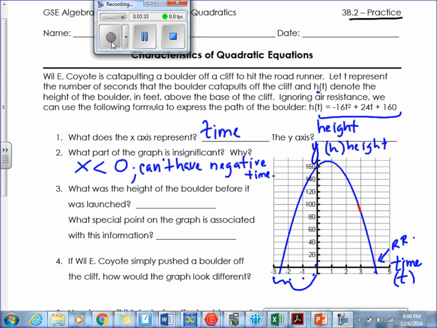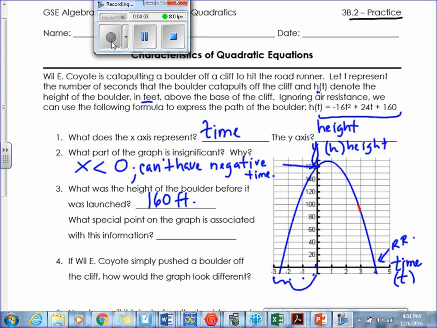Now, question number 3 says, what was the height of the boulder before it was launched? Remember, this is where Wile E. Coyote is. He's at the top of this cliff right here, and he's about to get his catapult and launch the boulder up into the air. If we read this point on the y-axis, that's at 160 feet, because they told us we're in feet. So the height of the boulder before it's launched is 160 feet up in the air.